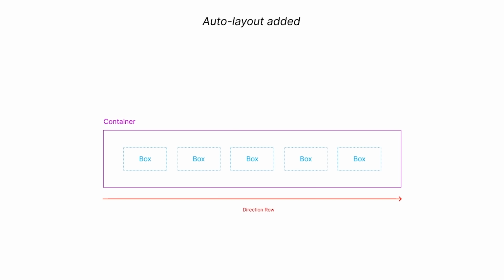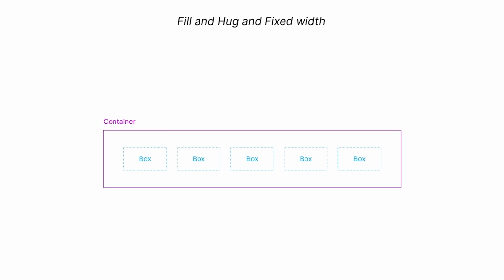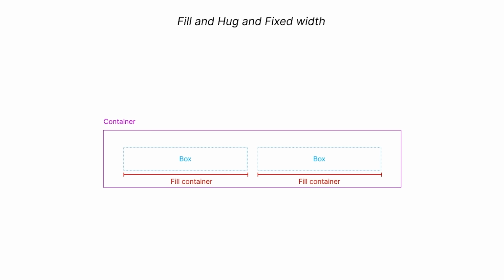What about the boxes inside? These boxes can have different widths with respect to the container. To understand this, let's remove 3 of these boxes. Now we have only 2 boxes. These boxes currently have a fixed width of 125 px. We can change the width of one of these boxes and set it to something called fill container. If we do that, see how the right box is expanding to fill the container. If we change both of them to fill container, then both of them will grow to fill the container equally.